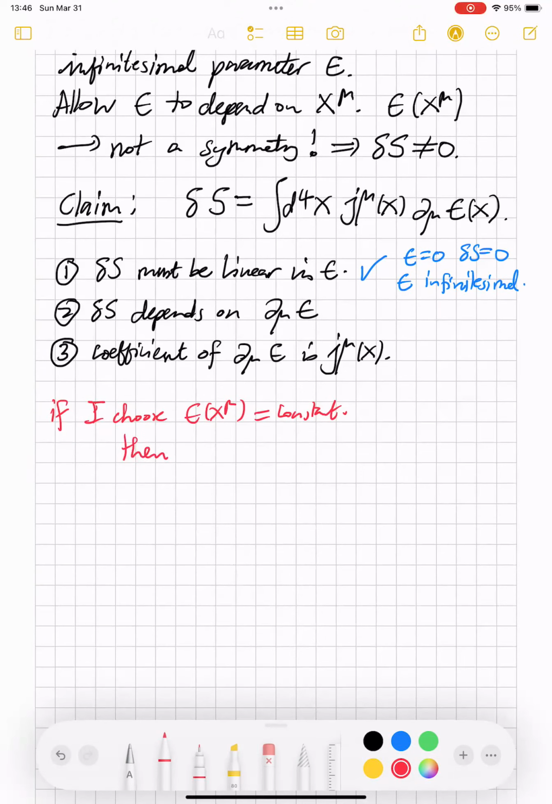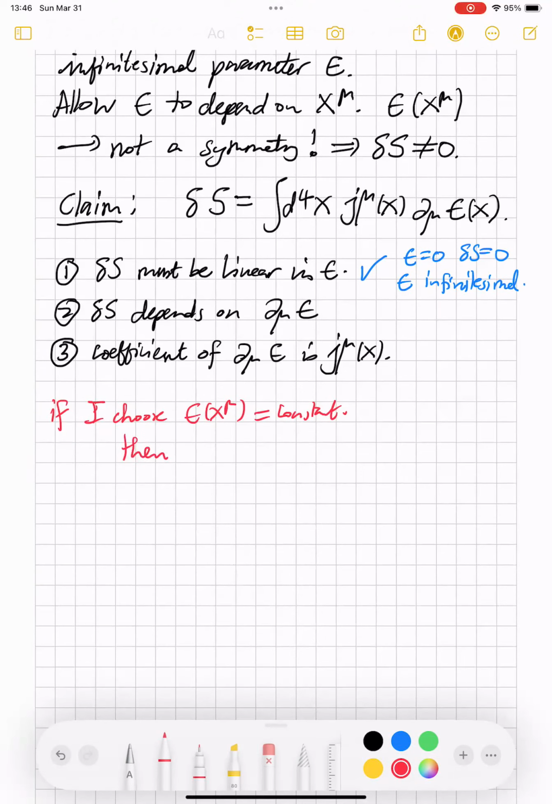Now, d mu epsilon is a 4 vector. So to make a Lorentz invariant, I need to contract with another 4 vector. So the coefficient of d mu epsilon must be a 4 vector, and I must contract with that 4 vector. So indeed, the coefficient of d mu epsilon must be j mu. And what's the reason? Delta S is Lorentz invariant. Good. So that is the reasoning for why delta S must take the form that it does.